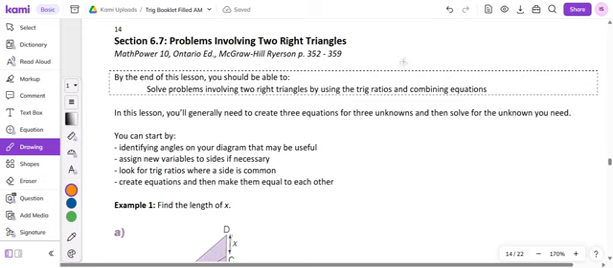So in all of these questions for 6.7, it's all about having two triangles. They're both right triangles, and they either share one side or they share one angle. So with these triangles, you can see they both share the height. Okay?